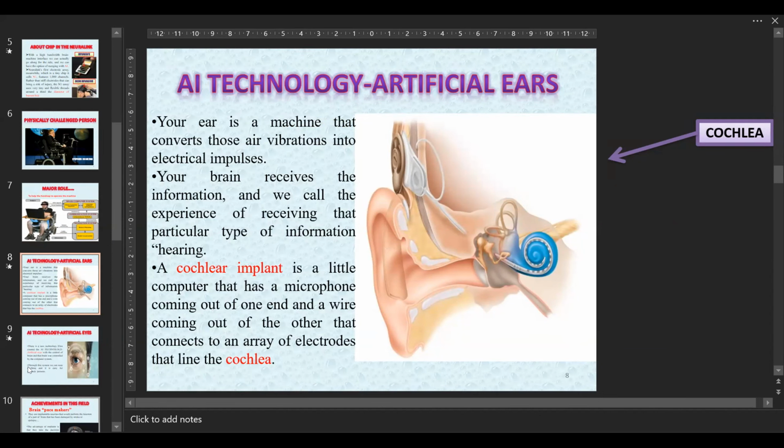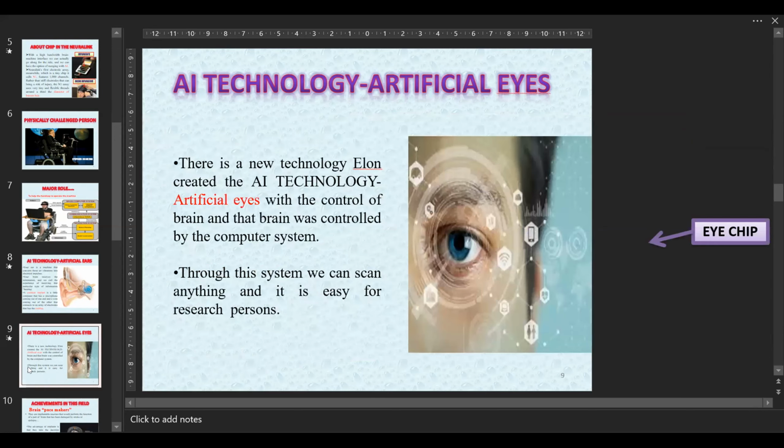There is also an artificial technology in the eye. This artificial eye is used for blind persons. This artificial eye can capture the image, store the image, and the captured image can be converted to a brain signal into a command. This artificial eye can also be used for capturing and storing images.